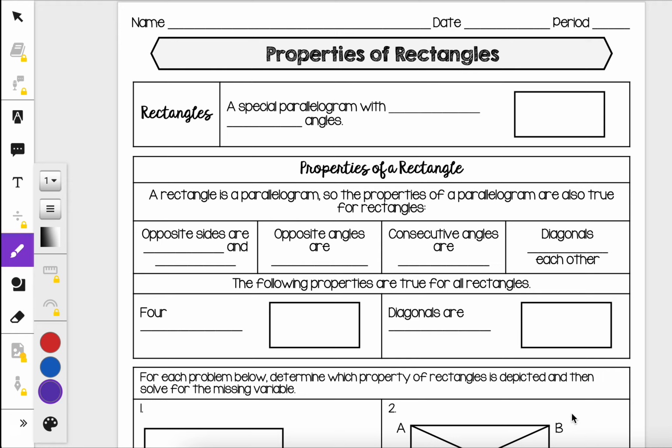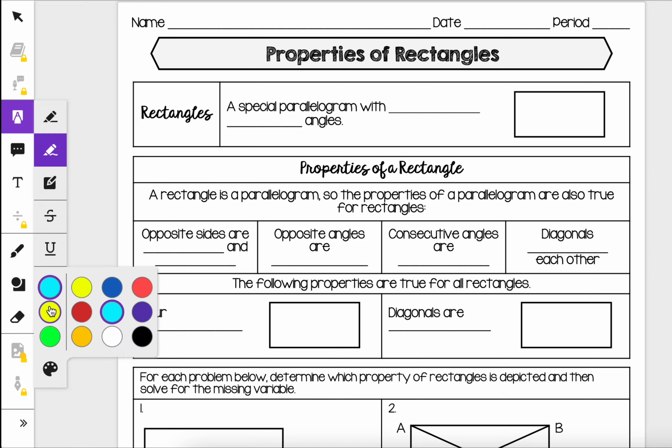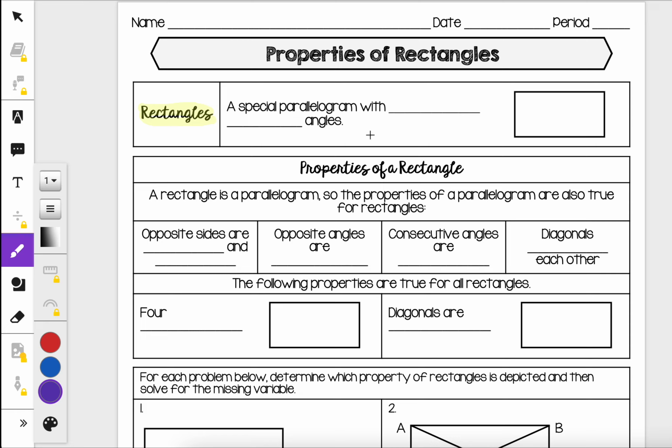So we've already learned about parallelograms, and a rectangle is going to be a special type of parallelogram where we have four right angles. So each one of these angles is going to be a right angle, which means we have four corners there, four right angles.